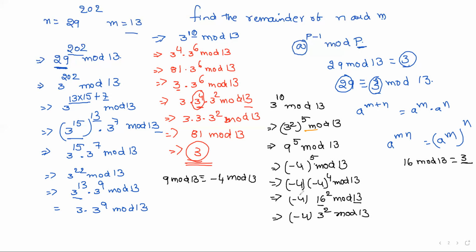You got the point? Step by step, you can reduce a large number into a smaller number. So minus 4 into 9 mod 13. Now, minus 4 is written as 9. So 9 into 9 mod 13. 9 into 9 is 81. 81 mod 13 is 3.